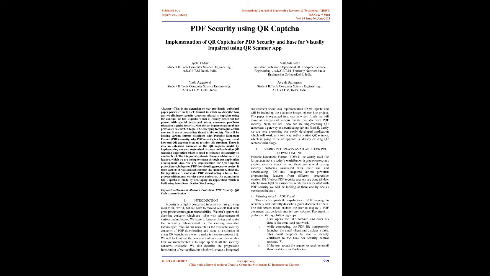Published by http://www.IJERT.org, International Journal of Engineering Research and Technology, IJERT, ISSN 2278-0181, Volume 10, Issue 06, June 2021. PDF Security using QR Captcha: Implementation of QR Captcha for PDF Security and Ease for Visually Impaired using QR Scanner App. Jyoti Yadav, Student B.Tech, Computer Science Engineering.